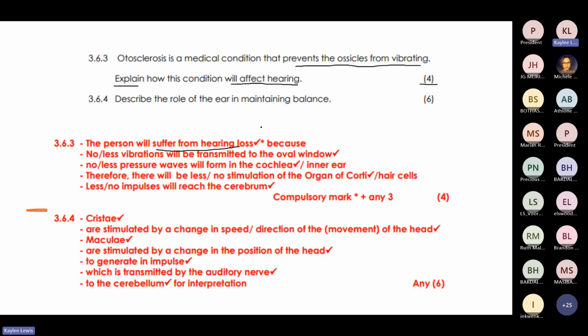That is telling me how it's affecting hearing. Okay, so that's giving you 1 mark. And the little star there means it's a compulsory mark. So even if you get all the other facts, but you don't have that, then you won't get full marks, because you're not answering the question properly of how it will affect hearing. So the person will suffer from hearing loss.